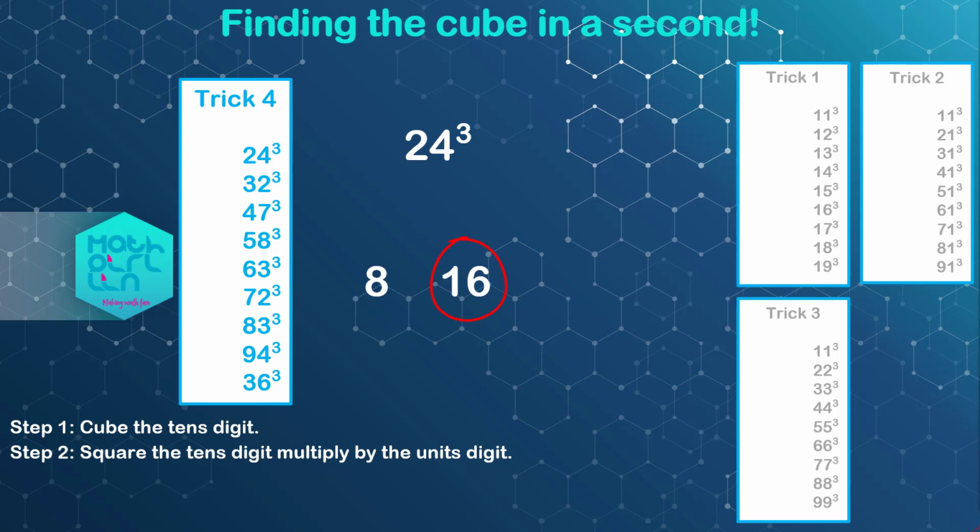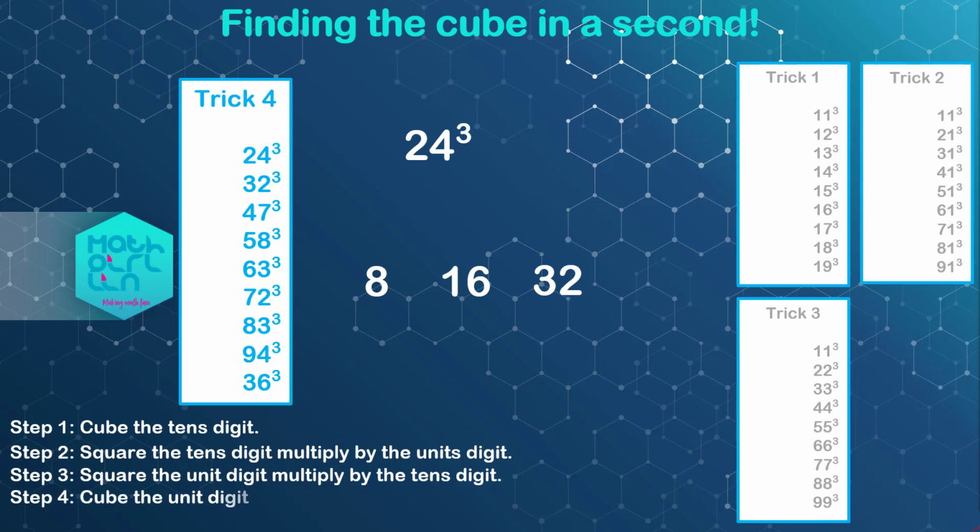Step 3, we reverse the operation. This time, we square the unit digit and multiply by the tens digit. 4 squared is 16 times 2 is 32. Step 4 is to cube the unit digit. 4 cubed is 64. Now we have our 4 sets. The rest of the trick is the same as all the others. We double the second and third set and then find the sum.